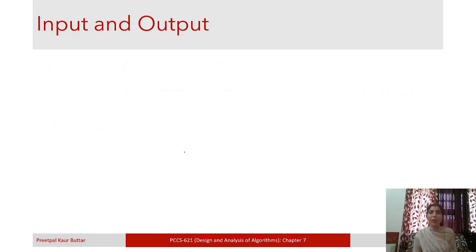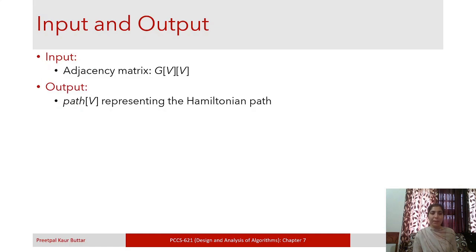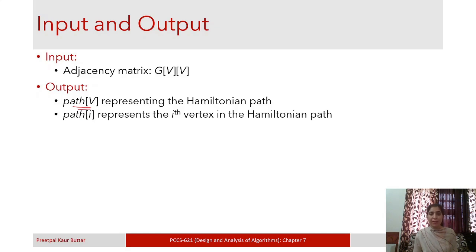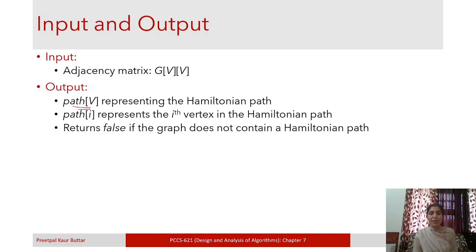So what are the inputs and outputs of the algorithm? The input is the adjacency matrix V cross V, where V is the number of vertices. The output is an array path, and the size of that array is equal to V, the number of vertices in the graph. This path array will represent the Hamiltonian path. So path[i], any entry in this array, represents the ith vertex in the Hamiltonian path. It also returns false if the graph does not contain any Hamiltonian path.